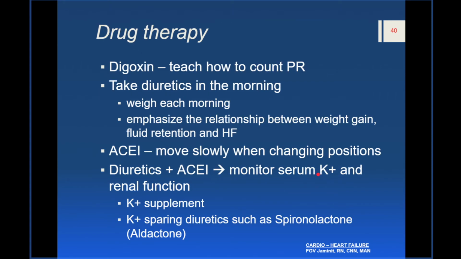For the drug therapy, the following drugs have been mentioned earlier. But what we would want to emphasize is that we teach the patient on what to do specifically with these drugs. For digoxin, since we cannot give it if the heart rate of the patient is less than 60 or when bradycardic, we teach the patient how to count the pulse rate. Thus, we teach them also when to take it.